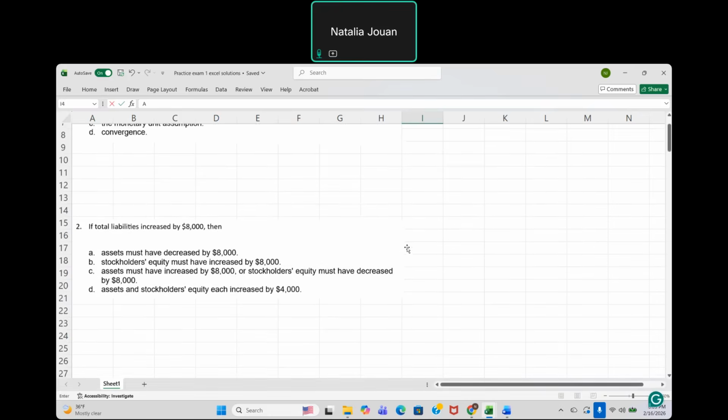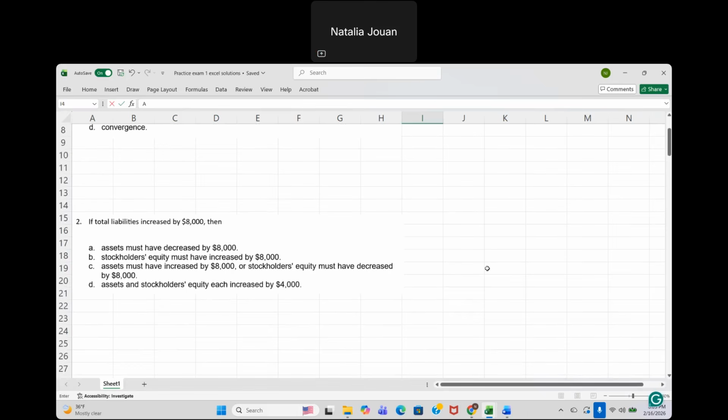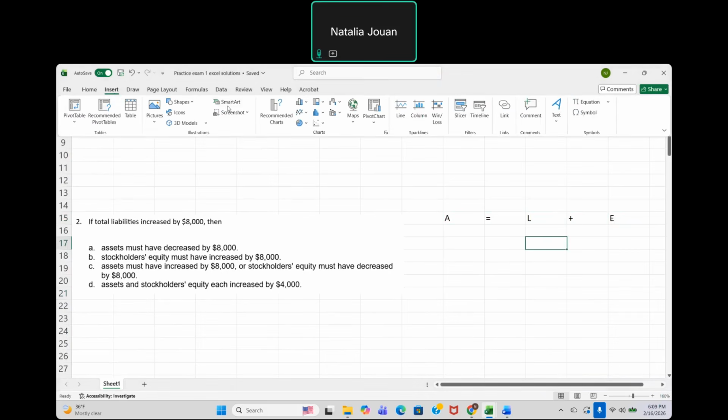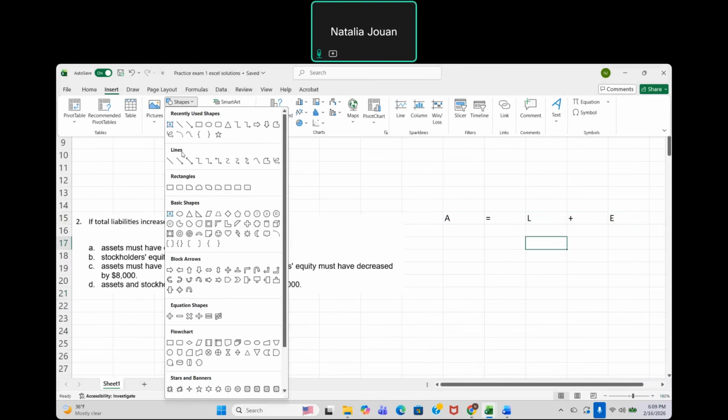Okay, next one. If total liabilities increase by 8,000, remember the accounting equation? We have assets equal liabilities plus equity. Let me see if I can insert a little shape. Let's use the arrow up. I see the arrow down, but I don't see the arrow up here. Let me see if I see it somewhere else. I think I used it before. That's why, right here. Okay.